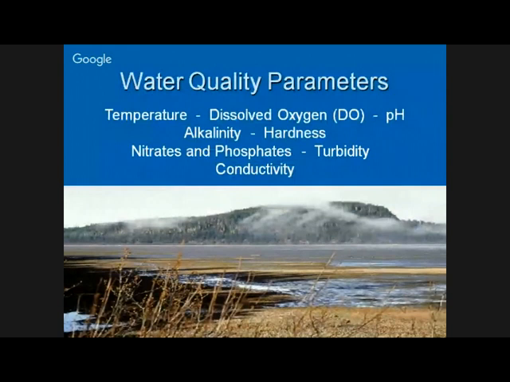Water quality parameters. Mainly, if you have to assess the water quality.